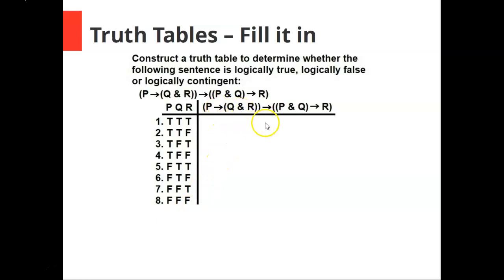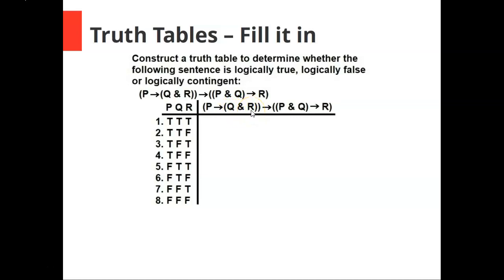We have 1, 2, 3, 4, 5 operators, so we're going to have to fill in 5 columns. What's the main operator? This is a conditional. The conditional is here. That is the main operator. The antecedent is a conditional. It's this conditional. The consequent is a conditional. It's this conditional. Over here, for the antecedent of this big long conditional, again, it's a conditional. And for this conditional, the consequent is the conjunction. So we look over here, Q and R, it's only true when Q is true and R is true.